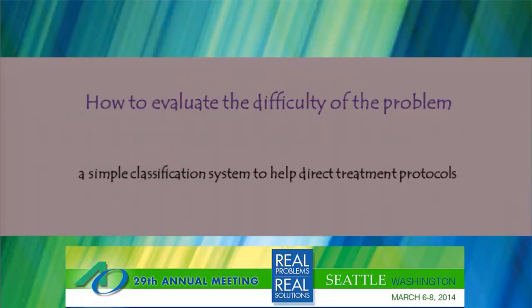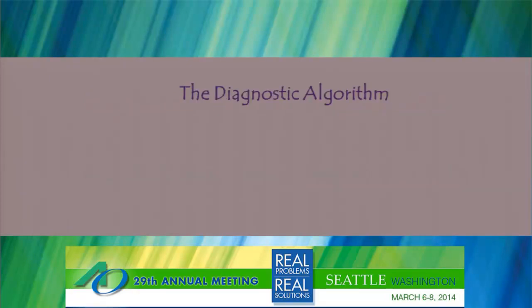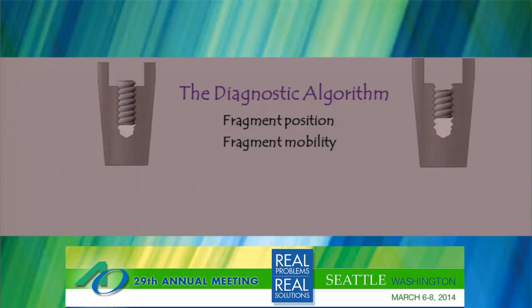So how do we evaluate the difficulty in this situation? I have a simple algorithm classification system that I use in my head, and I just wrote it down on paper because it's really what I transformed over time in how I was dealing with these cases. It goes like this. There are two delineators on a diagnostic algorithm. One is the fragment position in the implant relative to the first thread, and the second is fragment mobility. So there are only four options when there's a broken screw in an implant.